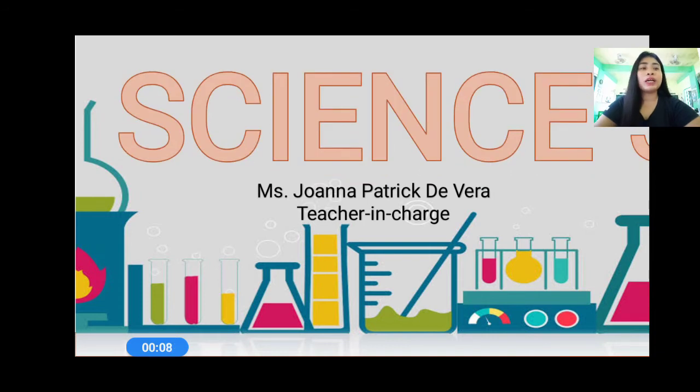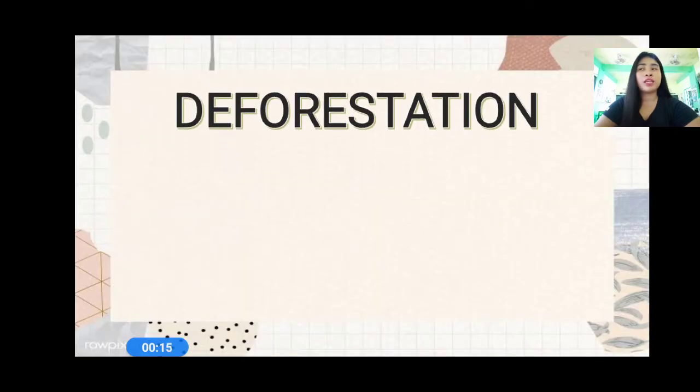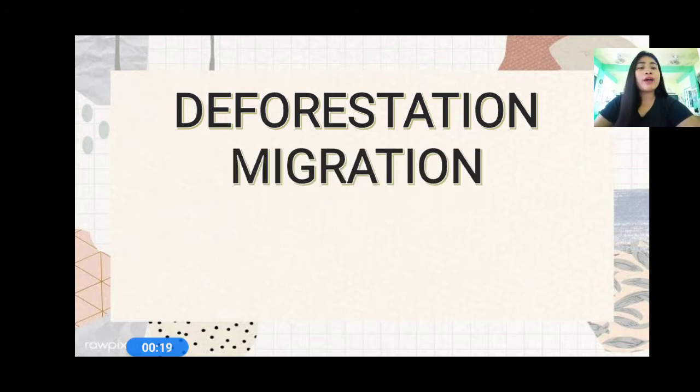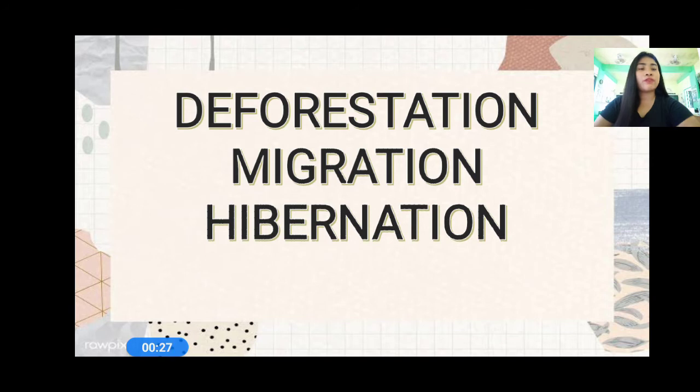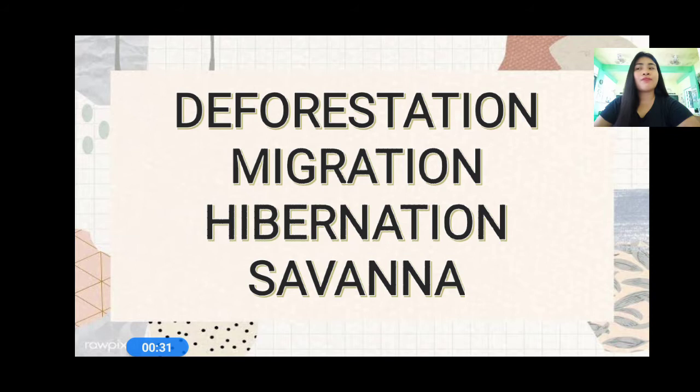Okay? So now, before we start our lesson, let us first have these words. Everyone, let us read. Deforestation. Again, deforestation. Next, we have migration. Everyone, let us read. Migration. And then we have hibernation. Everyone, let us read. Hibernation. And then we have savanna. Everyone, let us read savanna. So everyone, the words are deforestation, migration, hibernation, and savanna.